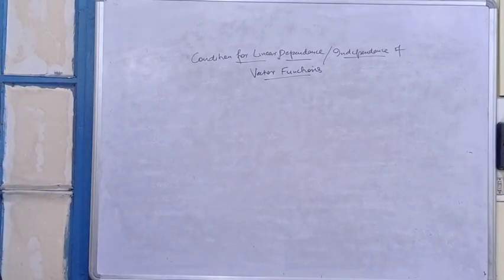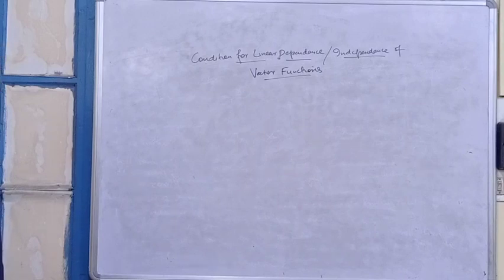But in control systems, particularly when checking controllability, we are interested in checking the dependence or independence of vector functions. What is a vector function? A vector whose components are not constants. They are functions of time.